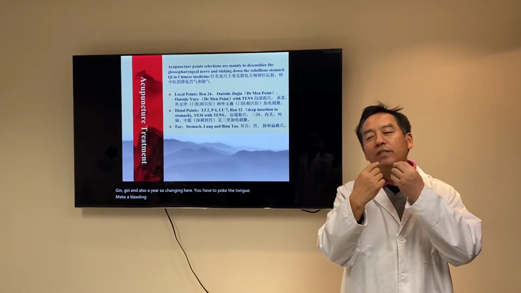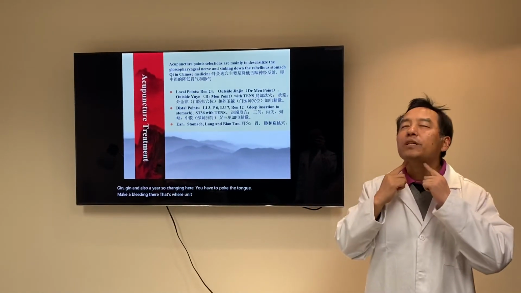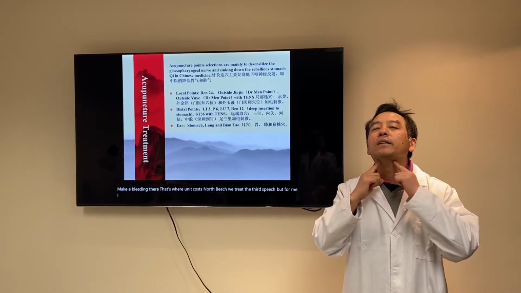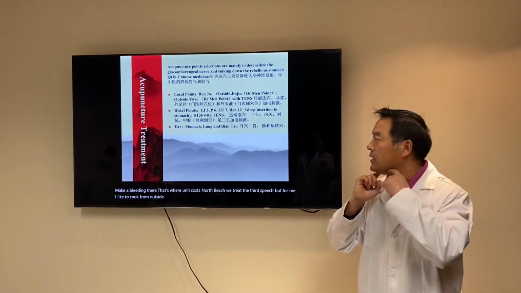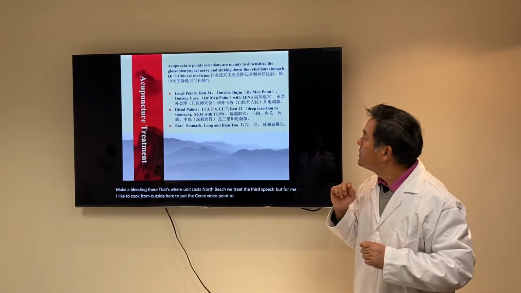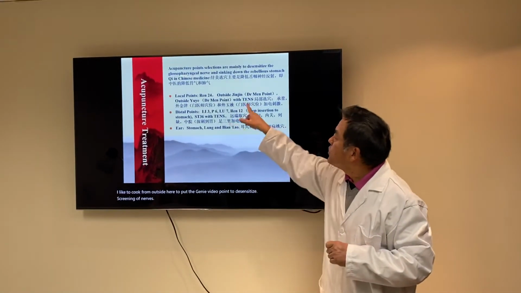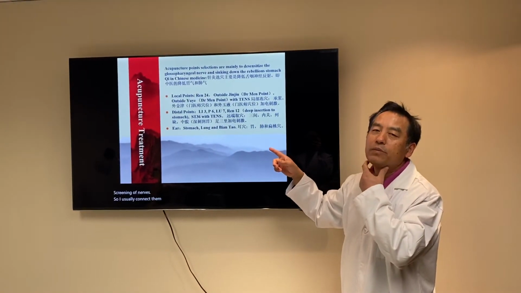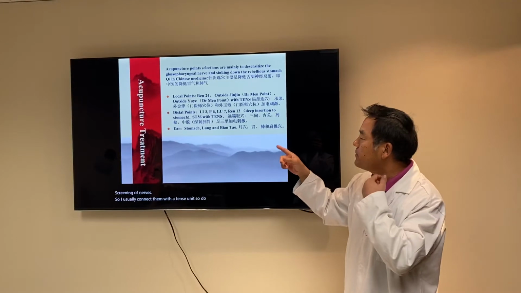Jin Jin Yu Ye, you have to poke the tongue and make it bleed there. That's what is usually done to treat slurred speech. But for me, I like to poke from outside, here, the Jin Jin Yu Ye points, to desensitize the ninth cranial nerve. So I usually connect them with a TENS unit and do some electric stimulation to desensitize them.